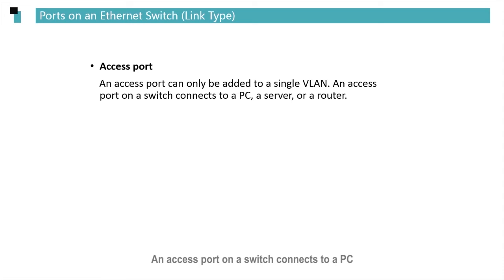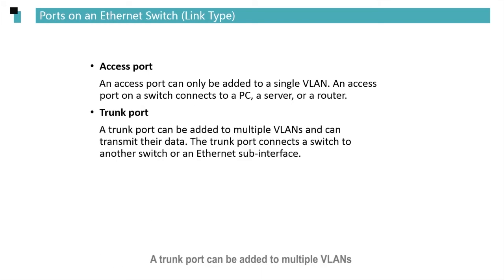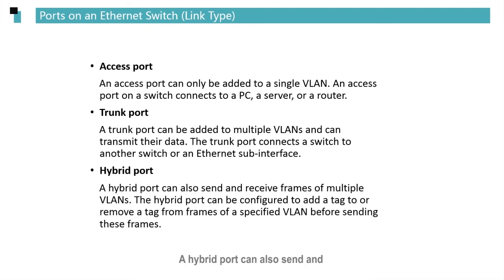An access port can only be added to a single VLAN. An access port on the switch connects to a PC, a server, or a router. A trunk port can be added to multiple VLANs and transmit data of these VLANs. The trunk port connects a switch to another switch or an Ethernet sub-interface. A hybrid port can also send and receive frames of multiple VLANs.